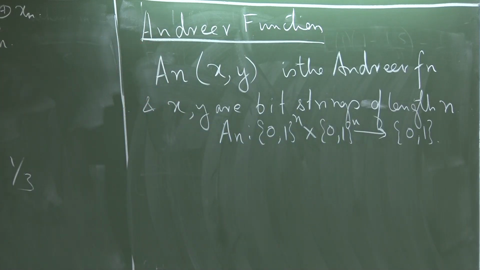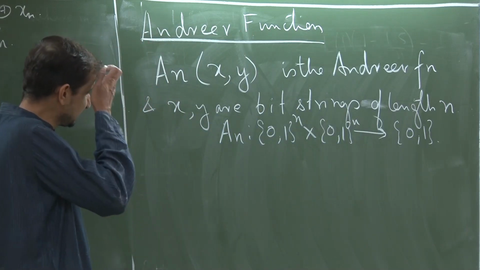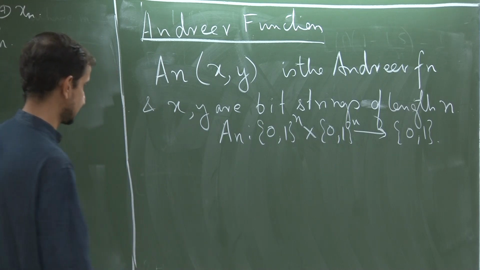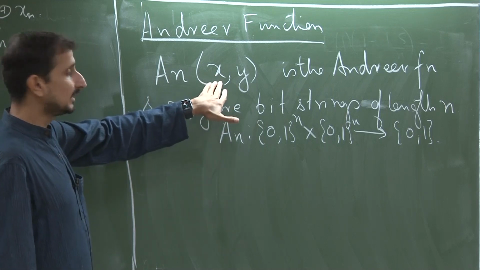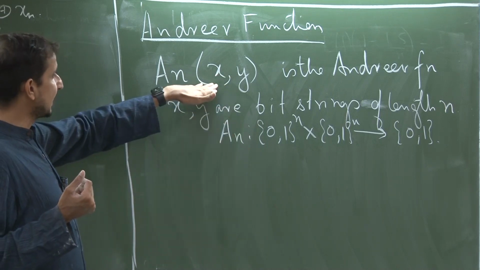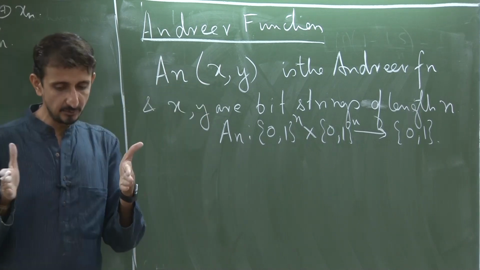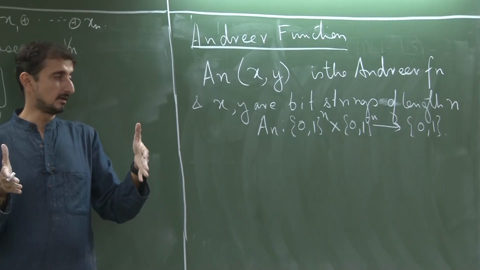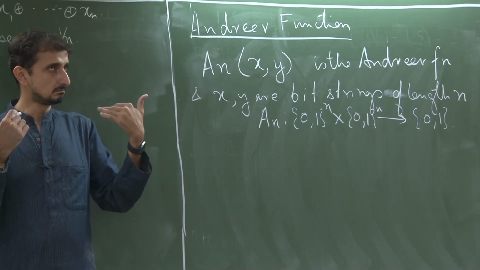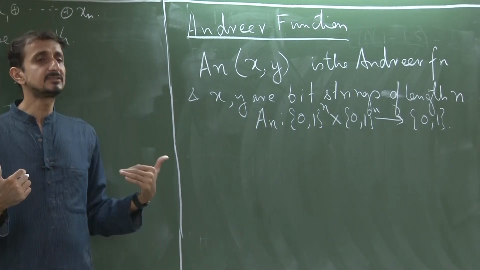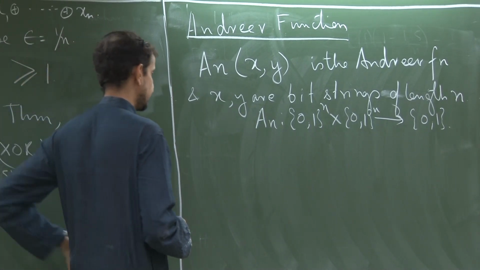So, how is this function defined? The way this function is defined is as follows. I will give a pictorial view, and that is the best way to understand this. Take the variable x, or take the string x. I will divide the string x into log n chunks of n by log n bits each.